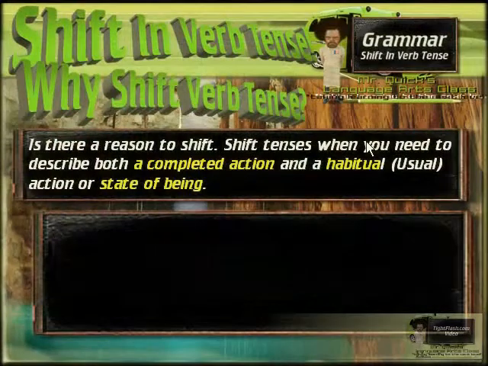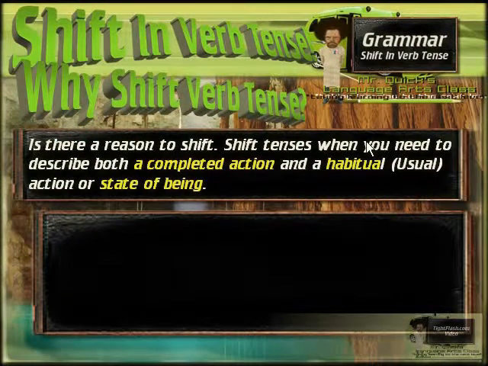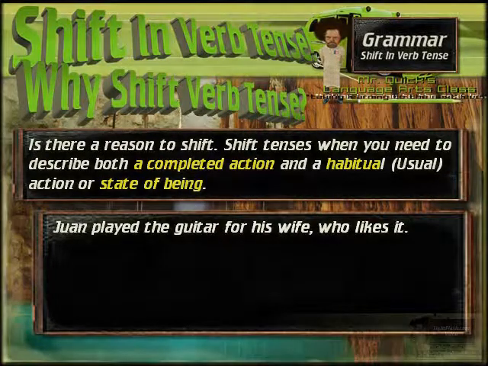This is going to be our last one for this part of shift in verb tense, and we're going to continue after that. Is there a reason to shift? That's the question. Shift tense when you need to describe both a complete action and a habitual, usual action or state of being. These are the three reasons why you can shift tense: to describe a completed action, a habitual action, or to show a state of being. Okay, let's look at this.